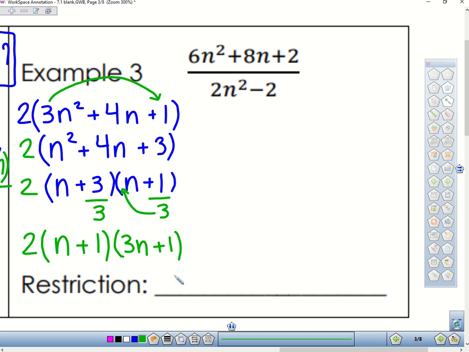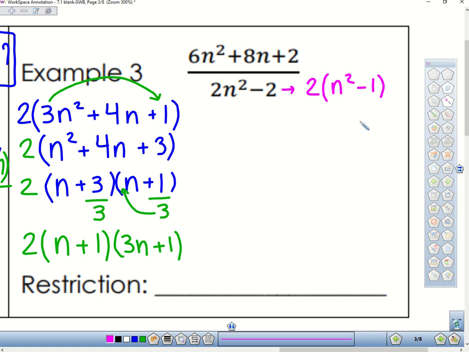So now we have to deal with our denominator. So let's go ahead and deal with our denominator first, before we deal with anything else. So to factor this denominator, what do you notice we can factor out of this denominator? Good. So we're going to factor out a 2, which leaves me with n squared minus 1.